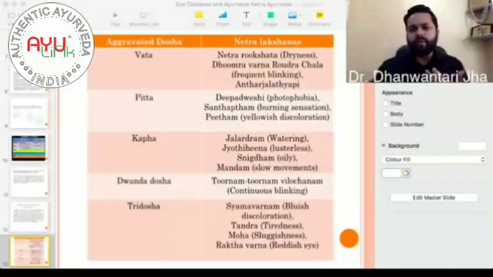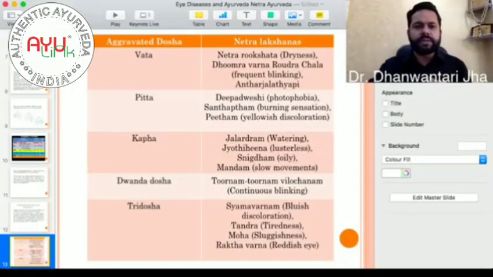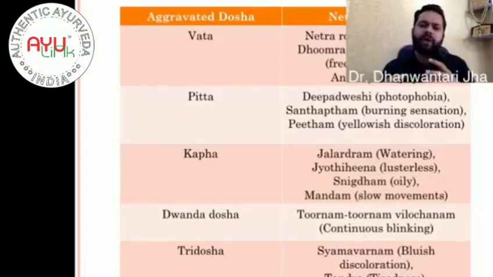Now, as we always say, Ayurveda is a Tridosha based science. And so I would like to share a screen again with you. This is basically about the effects of various doshas on our eyes. If your Vata dosha is aggravated, basically disturbed, it will cause Netra Rukshata, or dryness of the eyes, frequent blinking, etc. If Pitta dosha is affected, you will have symptoms like photophobia, burning sensation, yellowish discoloration, etc.